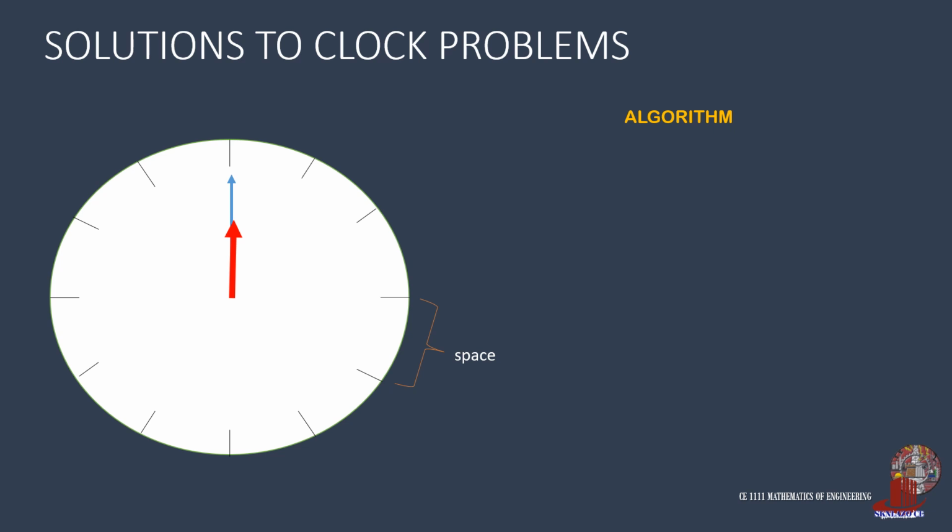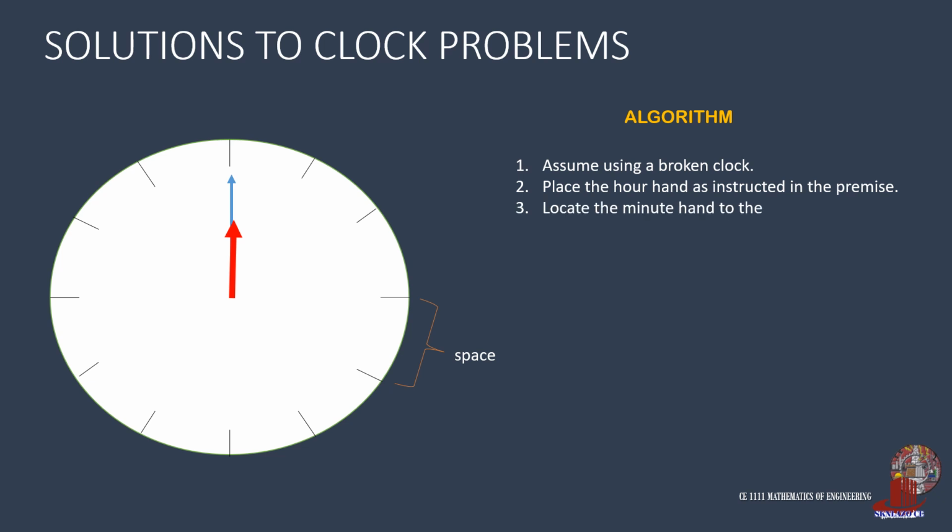The algorithm to follow in solving this type of clock problems is as follows. First is to assume using a broken clock, as it is easy to work on individual hands. Start by drawing or visualizing the hour hand of the clock as given in the premise. Next is to locate where the minute hand should be ideally. Then do the necessary adjustments after using the relationship we just derived previously. Let's take some examples to showcase this procedure clearly.